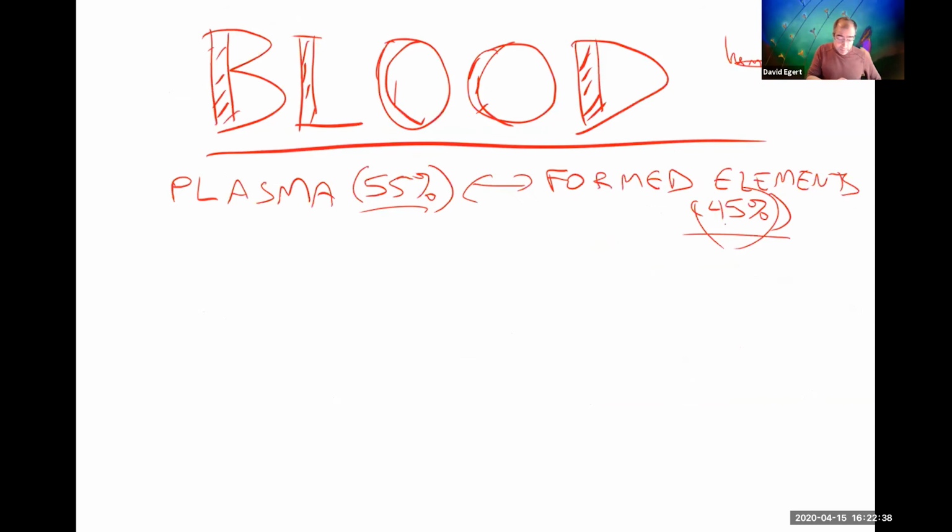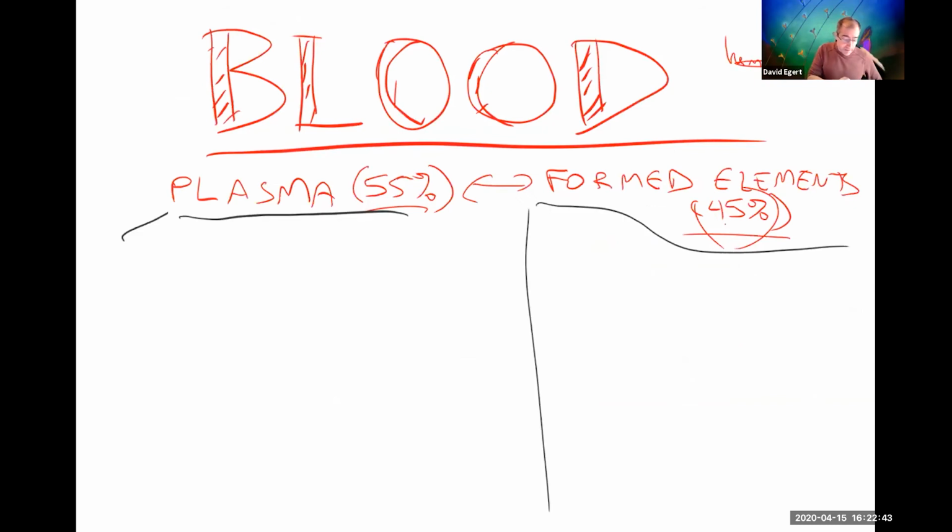So plasma versus formed elements. Let's start by talking about the plasma, and then we'll get to the formed elements. So plasma is, what's it mostly? It's mostly water. The normal number they use is 92% water. And then other stuff.